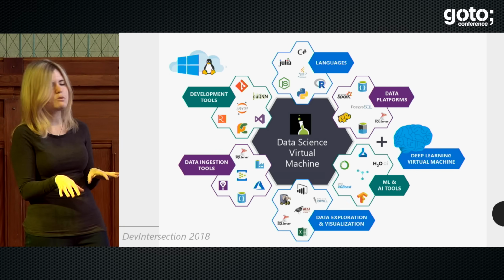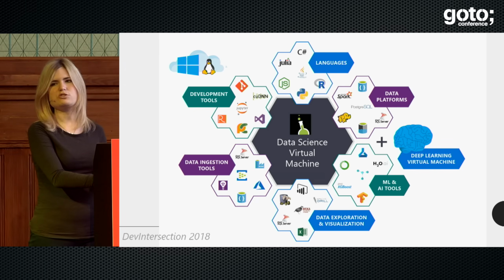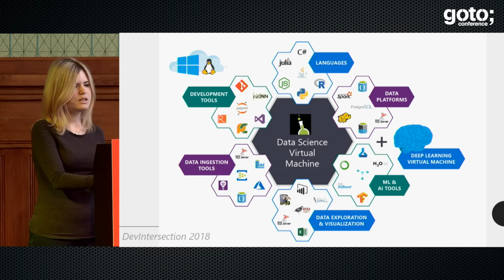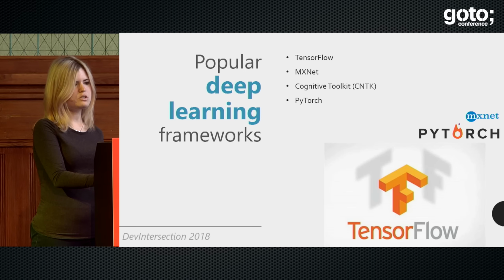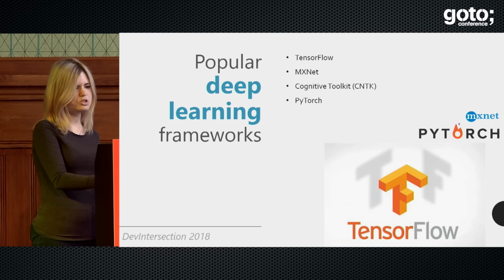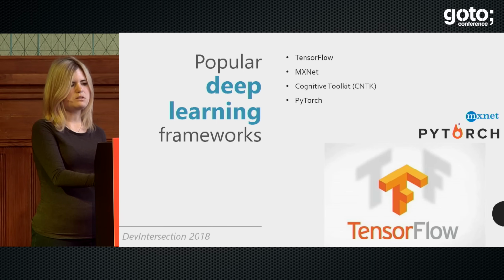And if you've ever worked with Python, you know how much of a headache it is to manage dependencies, especially for scientific packages. Machine learning models are usually built with things like scikit-learn and Caret if you're using R. Deep learning frameworks are usually built with TensorFlow, MXNet, Cognitive Toolkit, and PyTorch. Most of the models that I show you today are going to be built on top of either TensorFlow or Cognitive Toolkit.